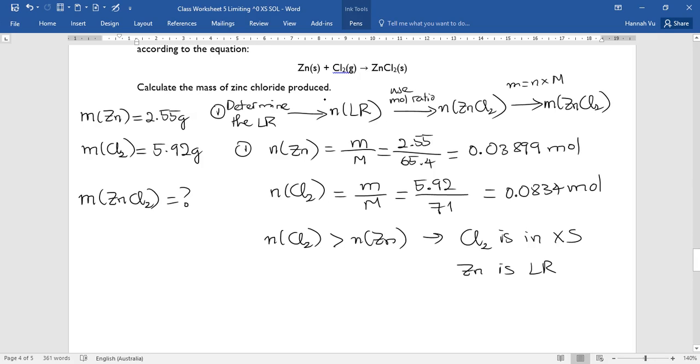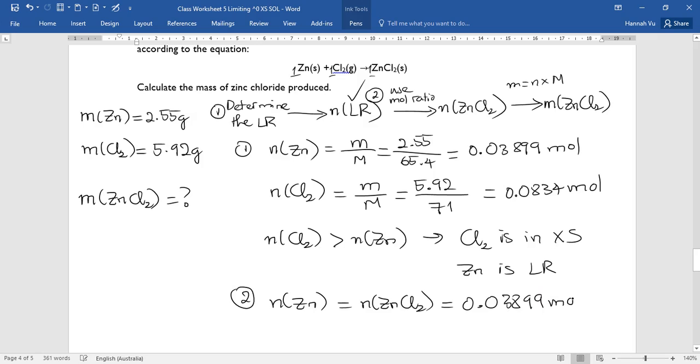But from here, I already have the number of mole of the limiting reagent. I'm going to find the number of mole of the product. So N of zinc will equal N of zinc chloride, because once again, if you look at the equation, it's a 1:1 mole ratio. And this is 0.03899 mole. So that's the number of mole of zinc chloride.